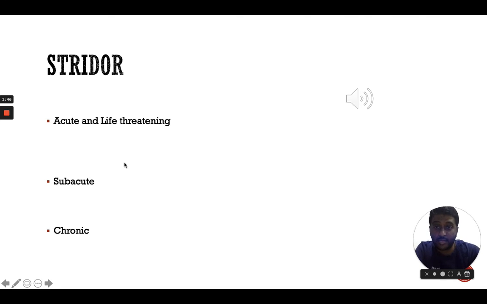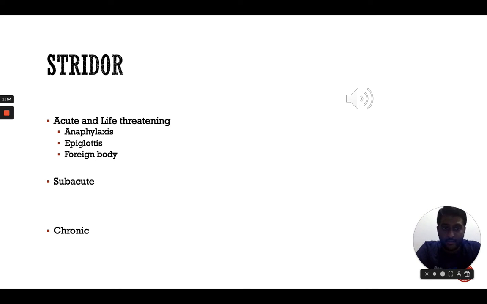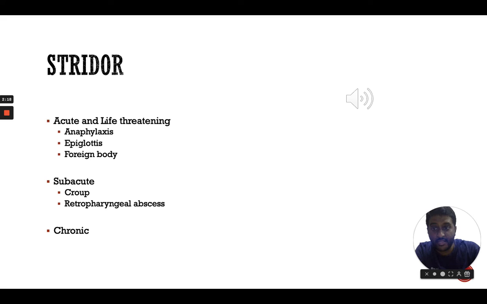Stridor can be acute and life-threatening, or it can be subacute, or it can be chronic. When it comes to acute and life-threatening, anaphylaxis, epiglottitis, and foreign body are the most likely causes, but relatively rare. Subacute is mostly due to croup, or it can be due to retropharyngeal abscess. Croup is commonly seen in our ED and is managed in our ED. Anaphylaxis, epiglottitis, and foreign body causing stridor should all be managed in P1.